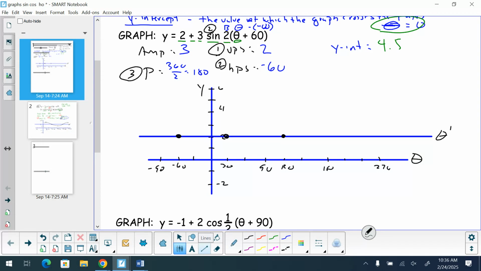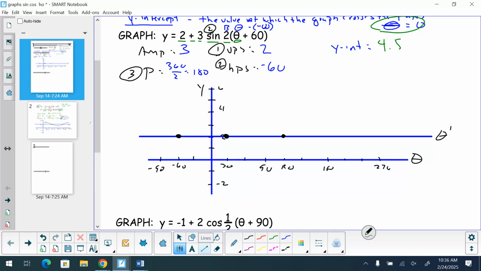Remember what a sine curve will do. Sine curve, we start on the neutral axis, click, click, click, climb the hill, scream, down through, and then back up again. So we're at 30, we are here.